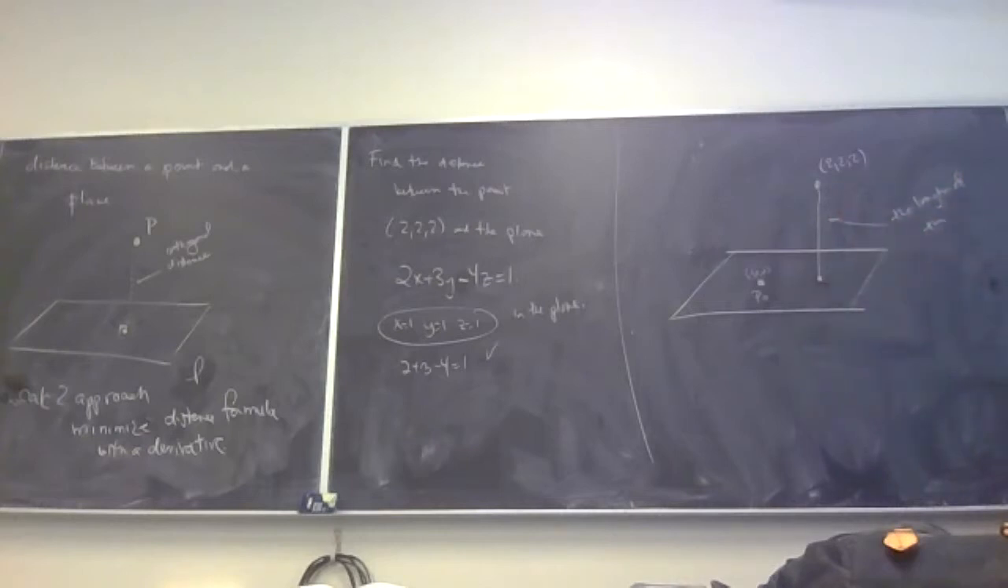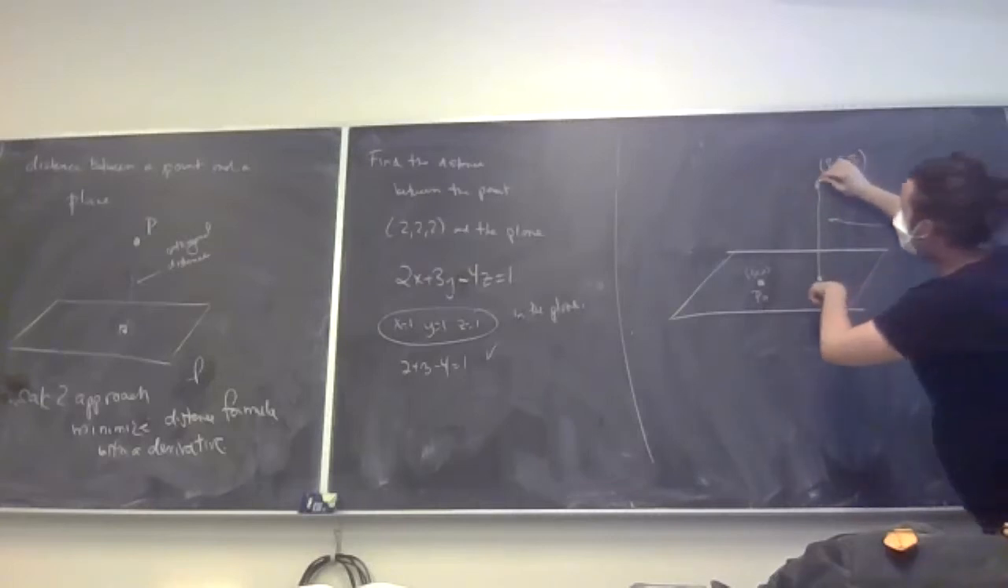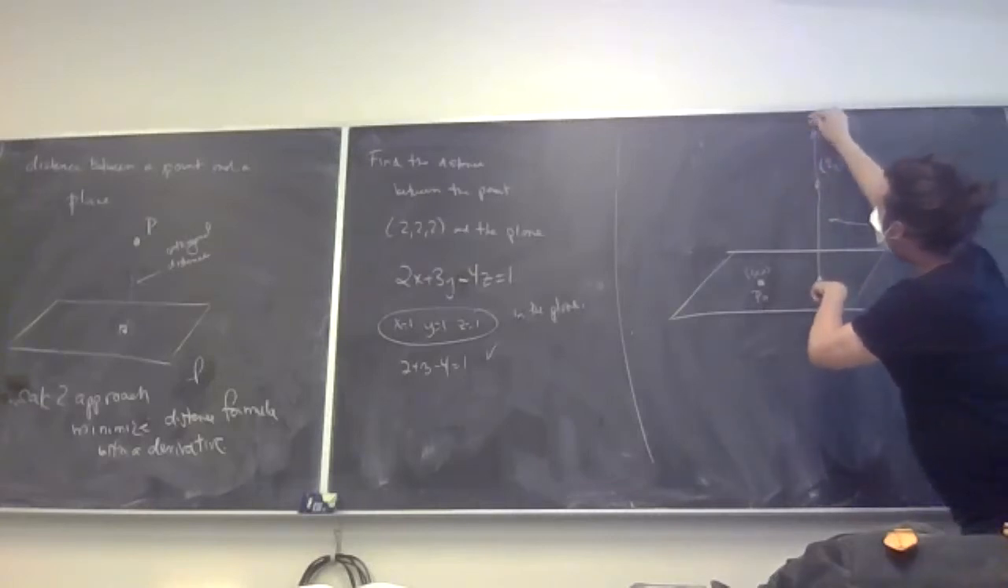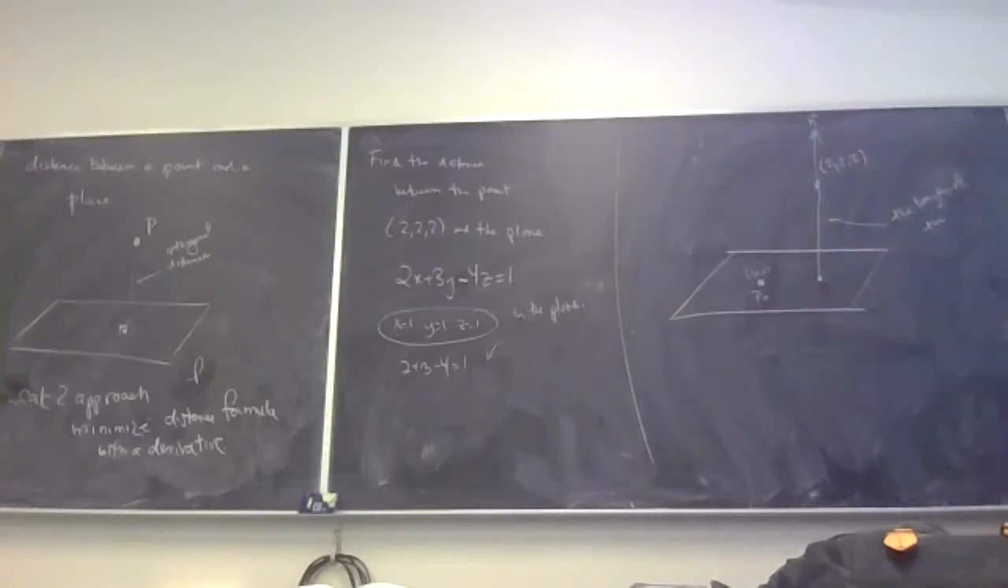So we're going to vectorize this picture by saying, okay, I know a vector that points in that direction. A vector that points in the same direction as this vector right here is the normal vector n, because n is also orthogonal to the plane. So I can think about this line segment as living inside the normal vector to the plane, right? It's in the same direction as the normal vector.